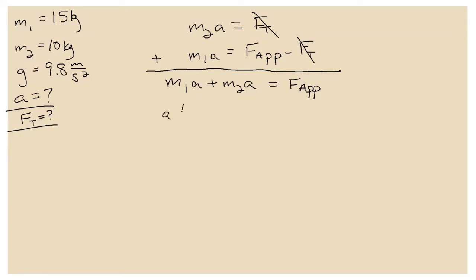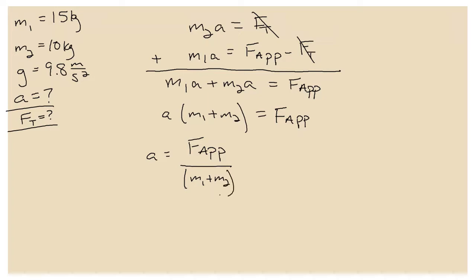To do that, we have to factor out the acceleration. So we have A times the sum of the masses, M1 plus M2. And then that's equal to F applied. And so to solve this for the acceleration, all we have to do is divide by the sum of the masses, M1 plus M2, and we get A equals F applied over the sum of the masses.